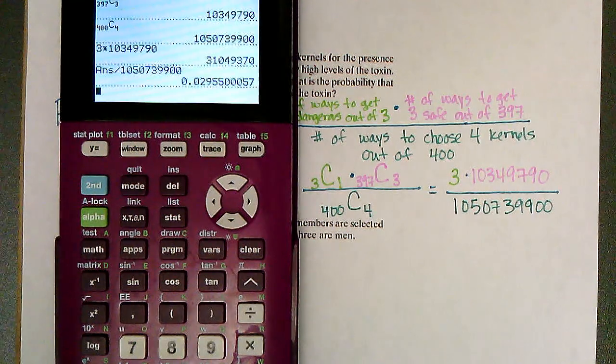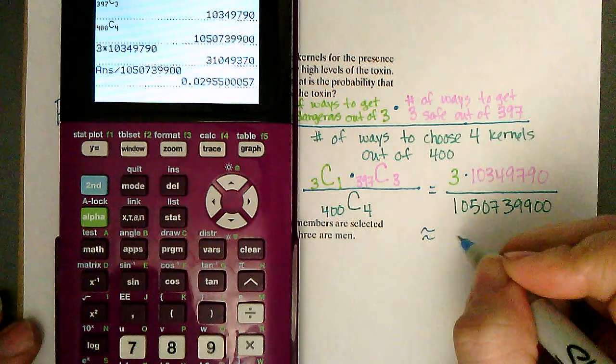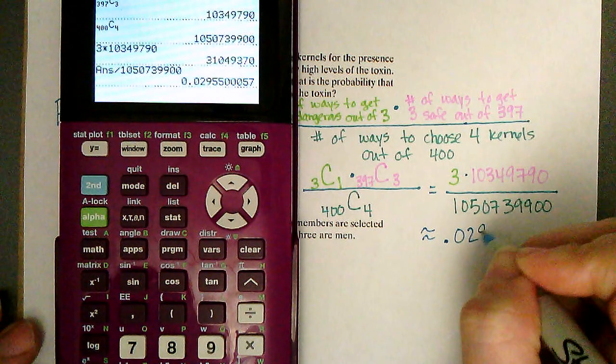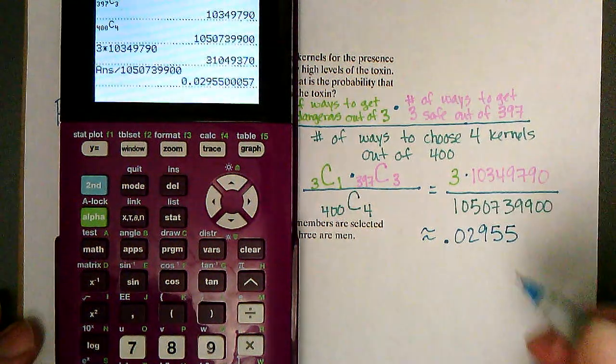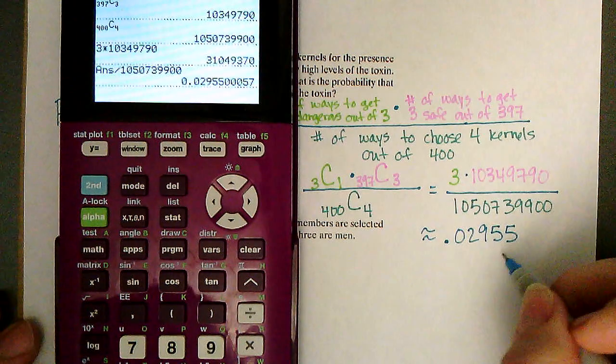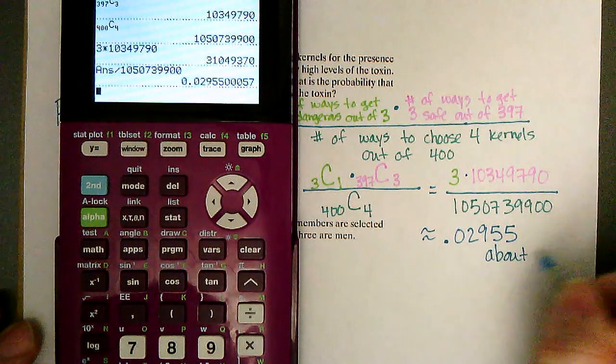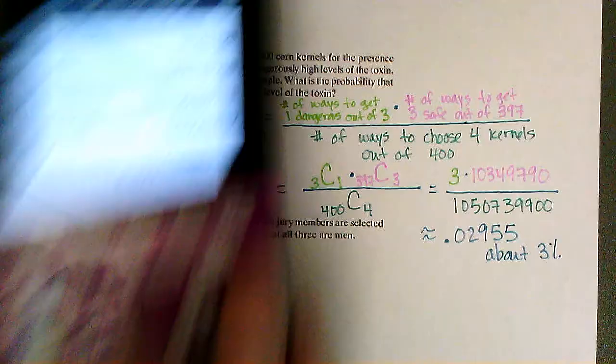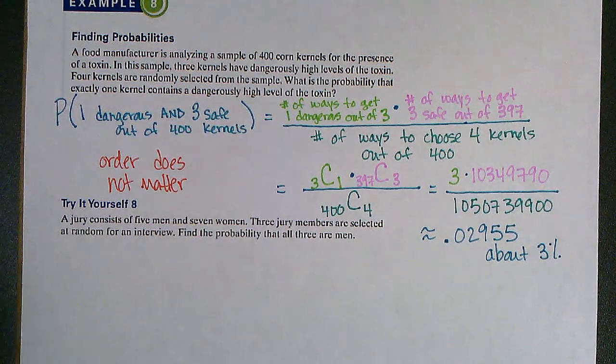And that is going to give me a probability of approximately 0.02955, which is about 3%. So if I choose 4 kernels out of 400, there's about a 3% chance that one of them is going to contain toxic levels, high levels of that toxin.